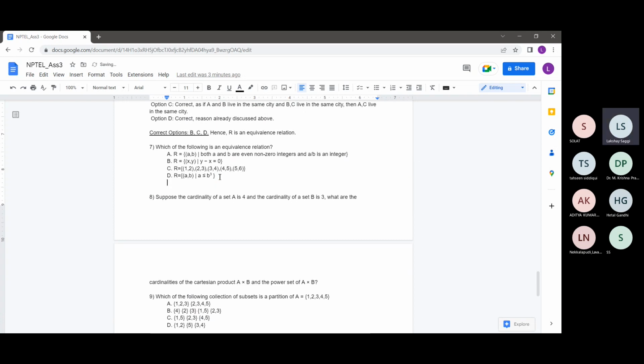So let's move on to the seventh question. The seventh question is again asking which of the following is an equivalence relation. So for equivalence, just to reiterate, guys, for a relation to be equivalence, it should be symmetric, transitive, as well as reflexive.